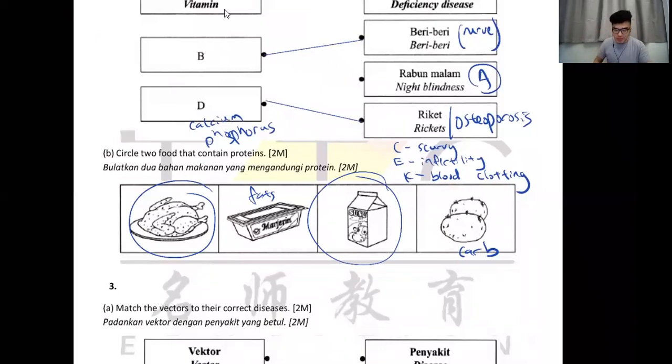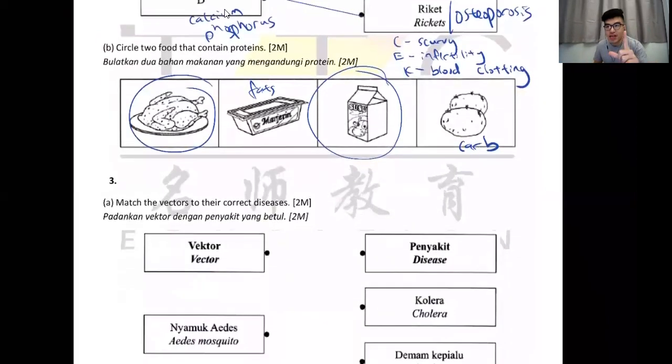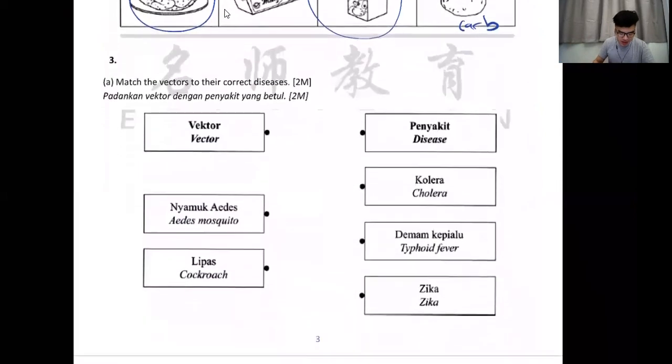Okay, so balanced diet is when you eat all 7 classes in the correct amount. Okay, in the correct amount. All right, next, number 3.